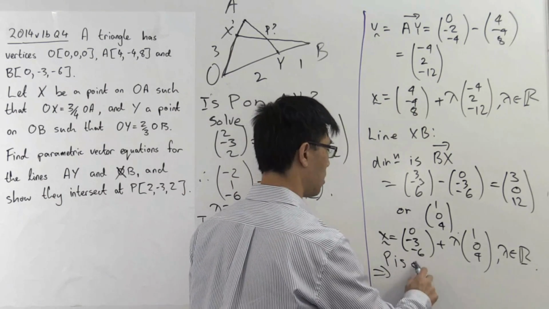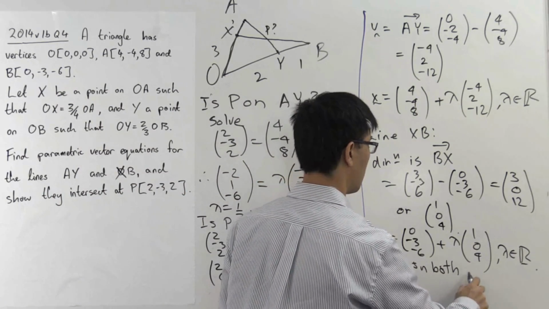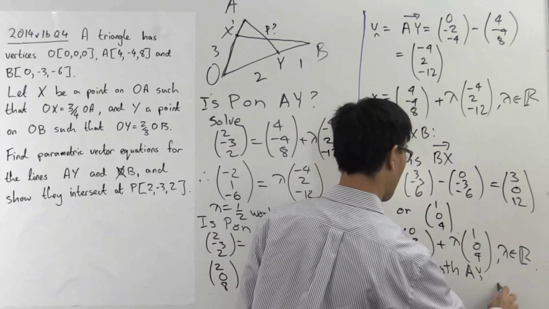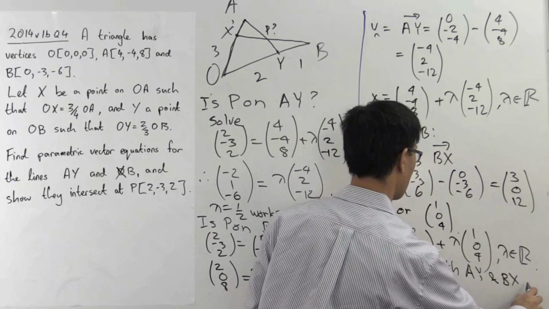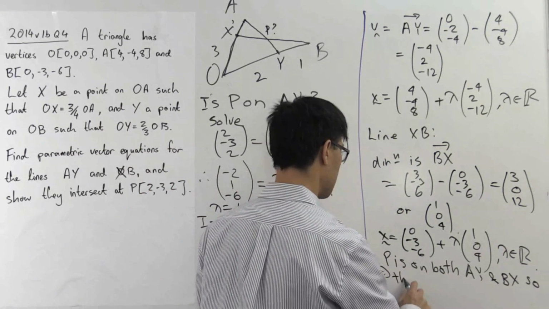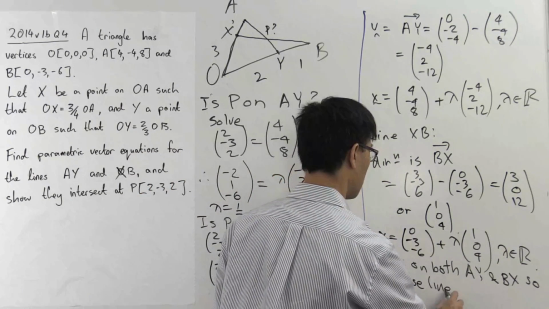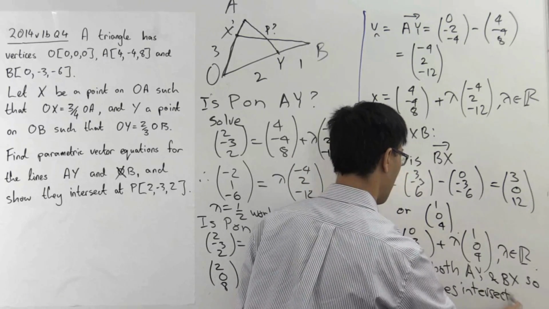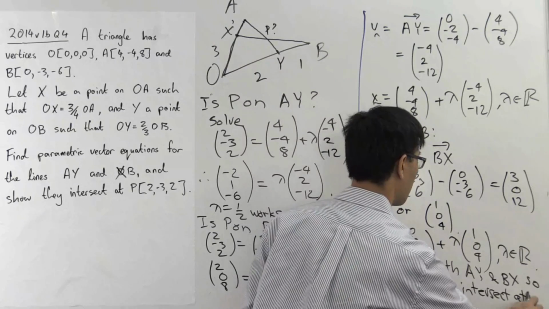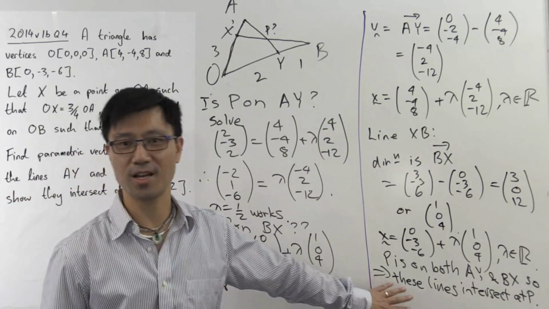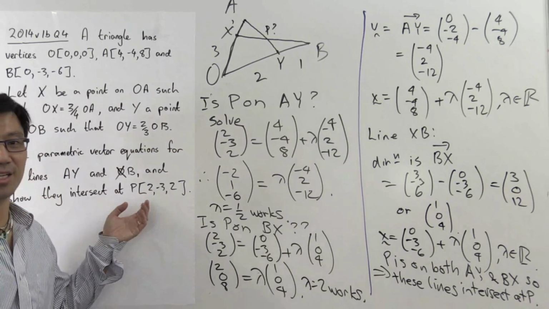P is on both AY and BX. So these lines intersect at P. Okay? And that gives you the answer to this second part of the question here.